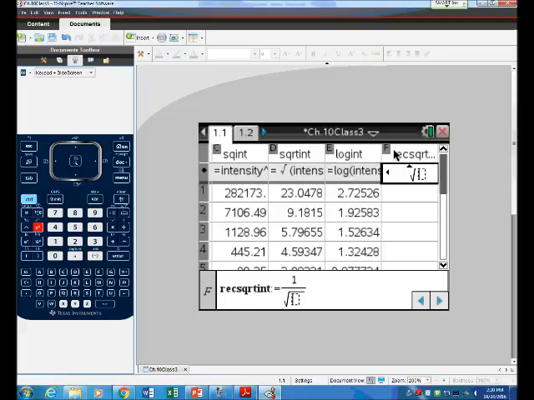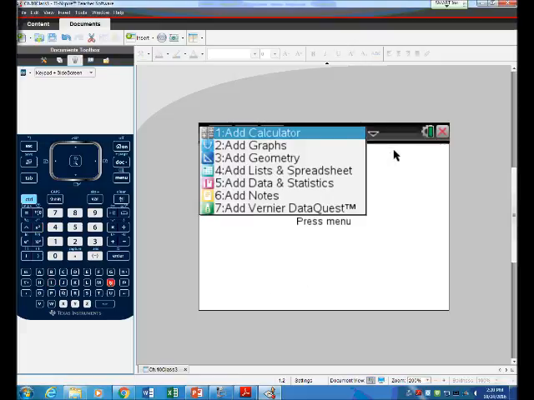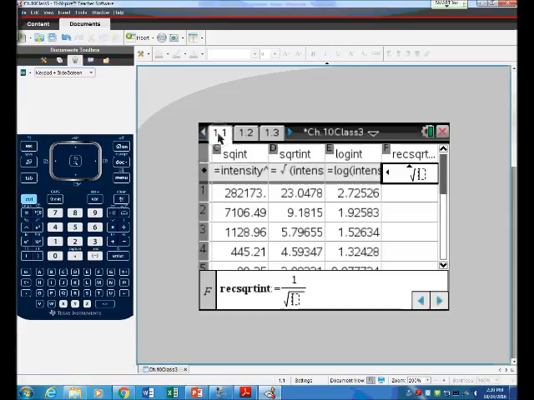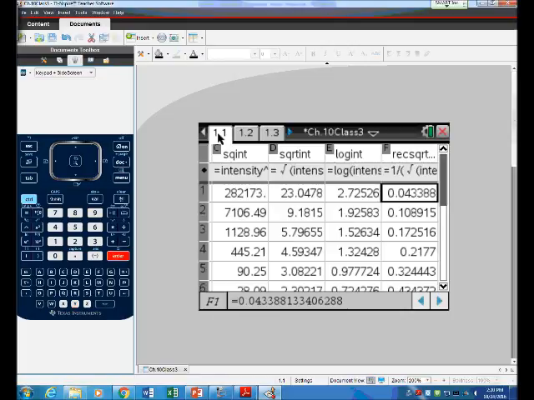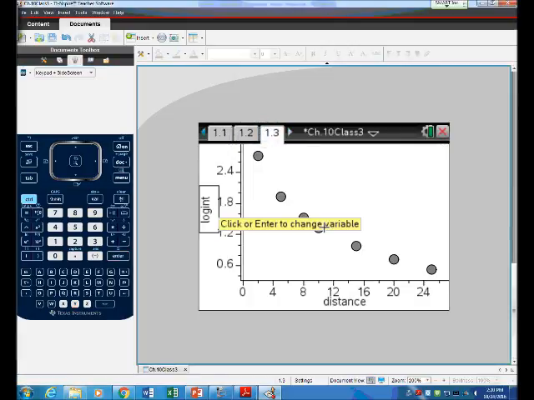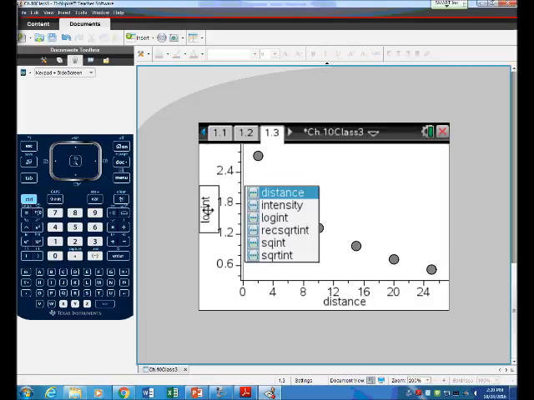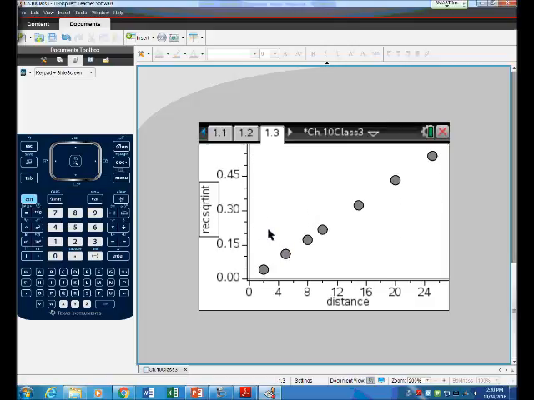So 1 over the square root of intensity. Oh no, what happened? No, go back. There we go. Intensity, here we go. I-N-T-E-N-S-I-T-Y, intensity. And we hit enter. All right, let's see what it looks like now on my scatter plot. Here we go, here it is. Okay, so again, it shouldn't really surprise you that it did that, because we did the reciprocal, so we went 1 over all our numbers, and we did the square root, and that looks very linear.